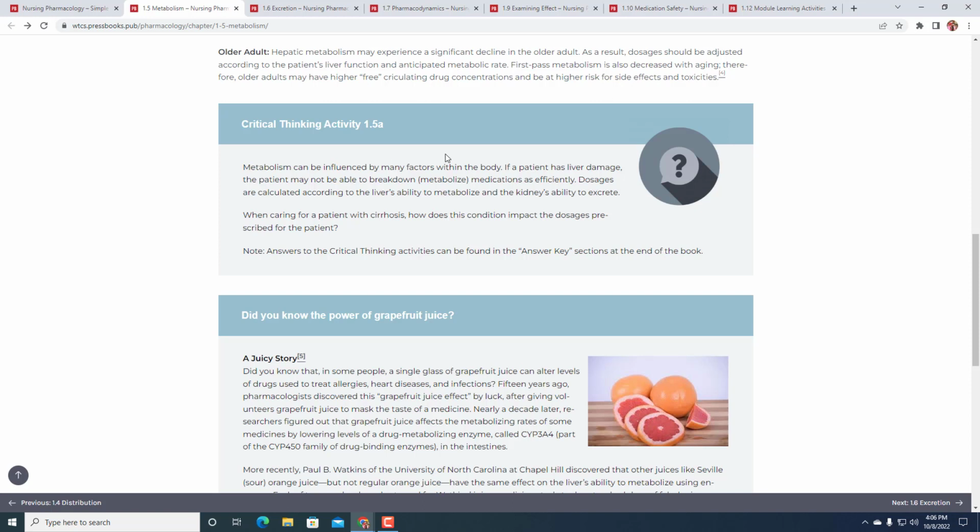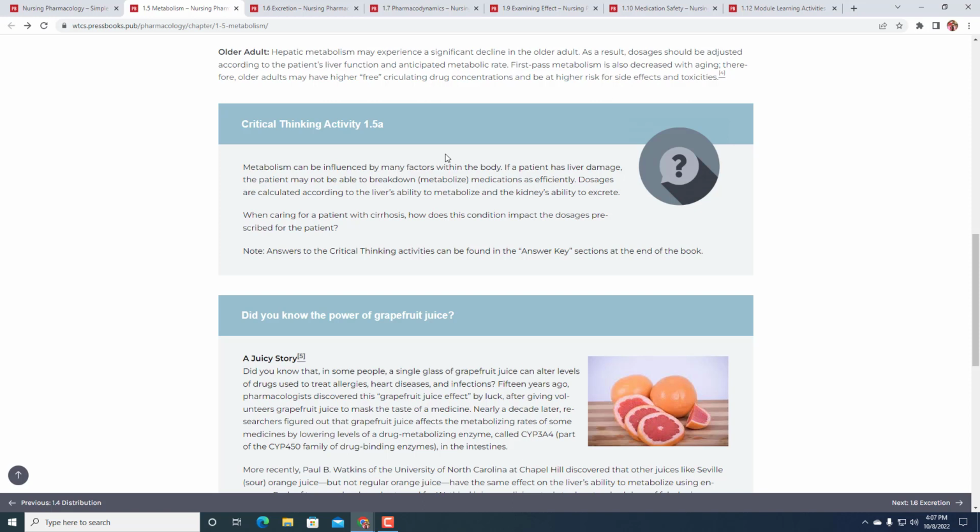Metabolism can be influenced by many factors within the body. If a patient has liver damage, the patient may not be able to break down or metabolize medications as efficiently. Dosages are calculated according to the liver's ability to metabolize and the kidney's ability to excrete. When caring for a patient with cirrhosis, how does this condition impact the doses prescribed for the patient?